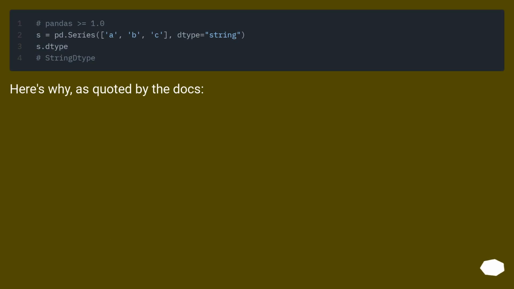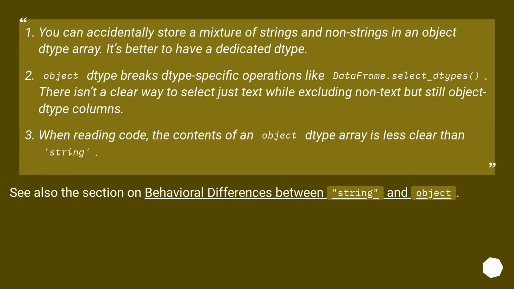Here's why, as quoted by the docs. You can accidentally store a mixture of strings and non-strings in an object dtype array. It's better to have a dedicated dtype. Object dtype breaks dtype specific operations like DataFrame.select_dtypes. There isn't a clear way to select just text while excluding non-text but still object dtype columns. When reading code, the contents of an object dtype array is less clear than string. See also the section on behavioral differences between string and object.